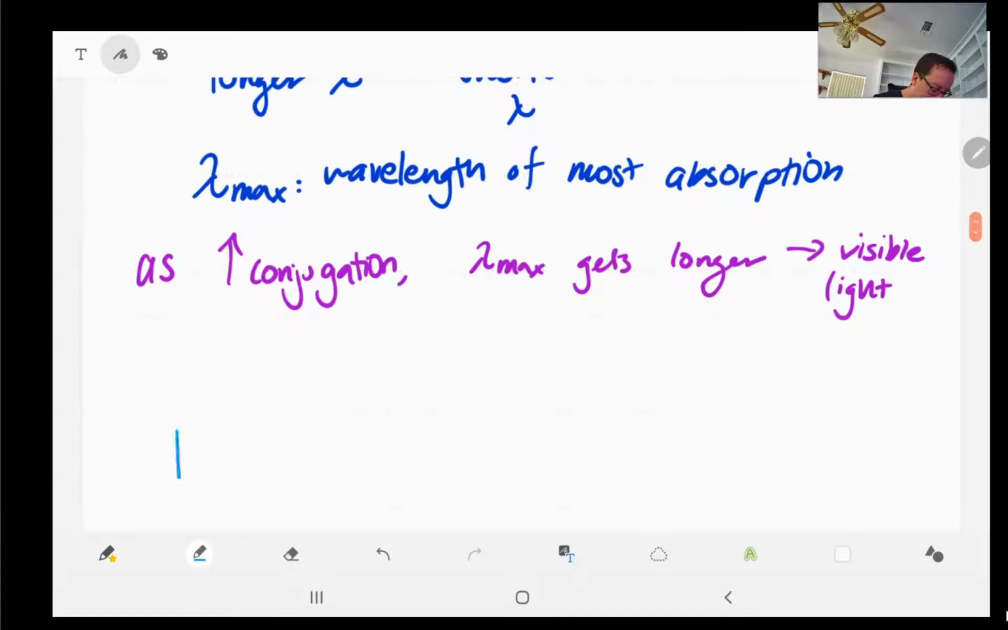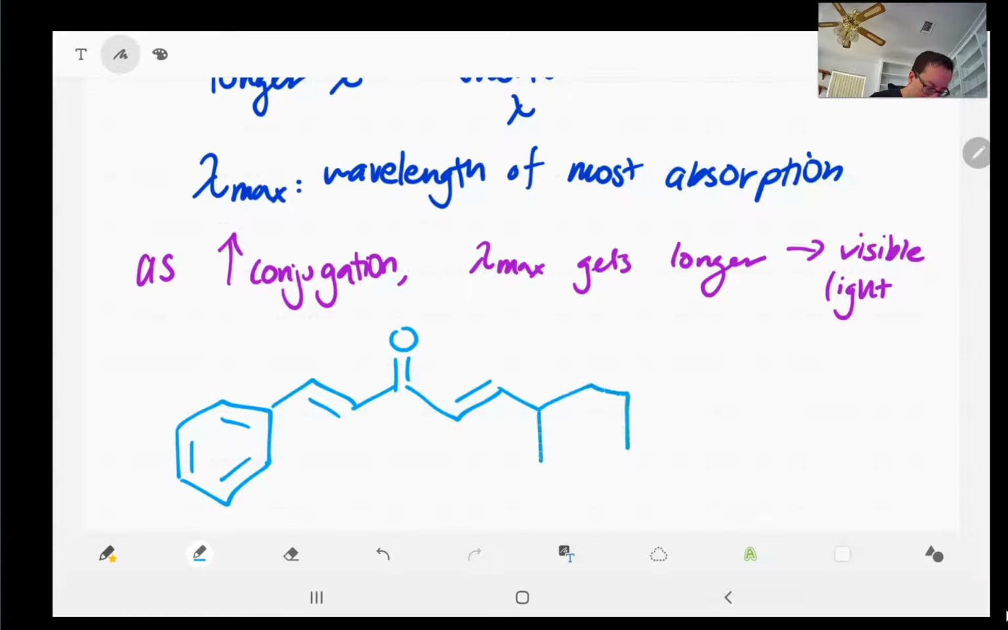For example, some colorful compounds that you might see. This is one that I think you might be doing in lab. This is dibenzyl acetone. We can see here we have quite a bit of conjugation. This thing is bright yellow.